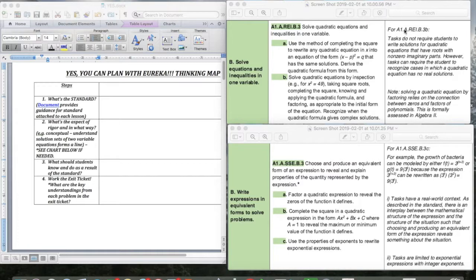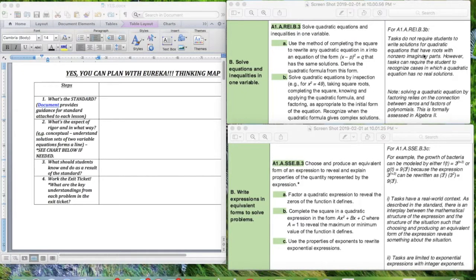Now, I want to highlight here, in this right column, it always provides us a scope and clarification in the Tennessee academic standards, which gives us a little bit of context about what that could potentially look like. Here we see that tasks don't require students to write solutions that have roots with non-zero imaginary parts. That's actually something they would do in Algebra 2. And here it's also telling us that eventually this should be a real world context, which will let us know, when we start making our customizations, which ones are the most meaningful.